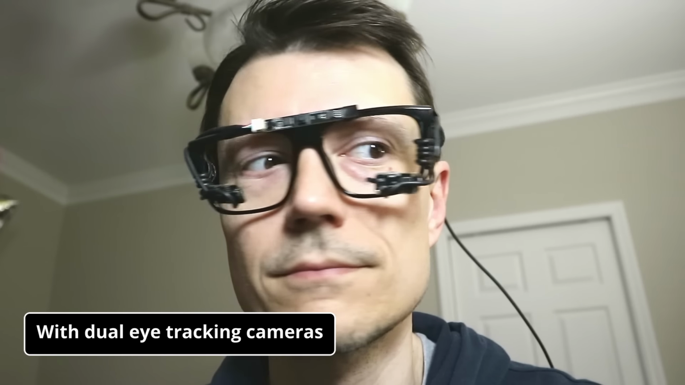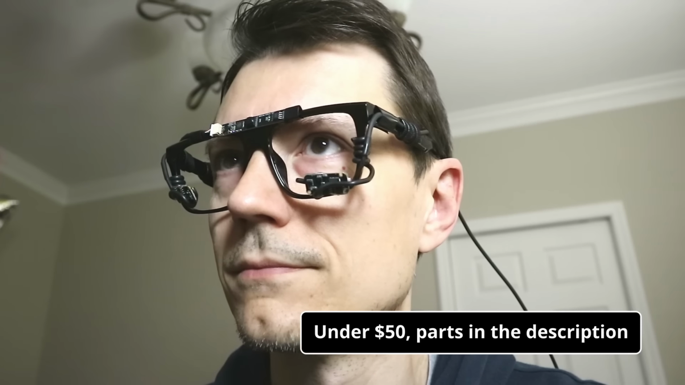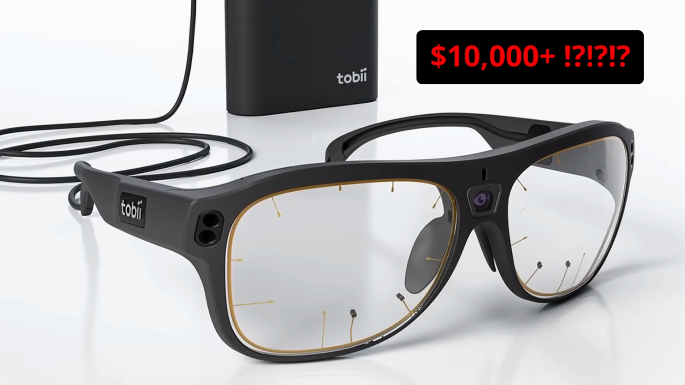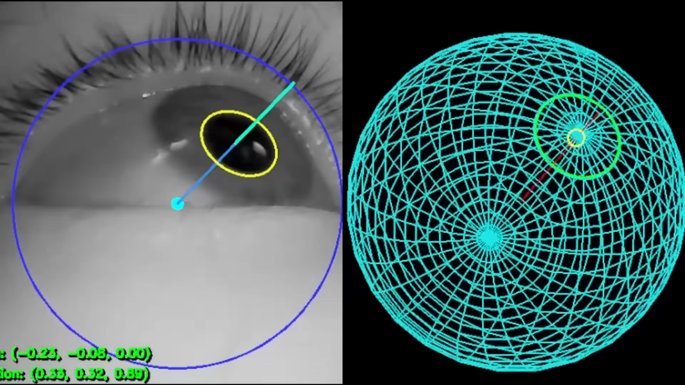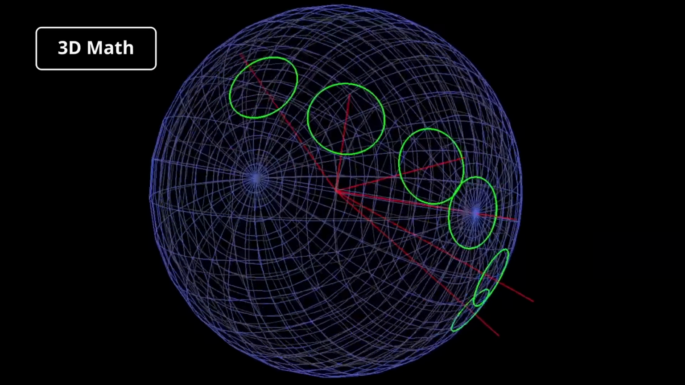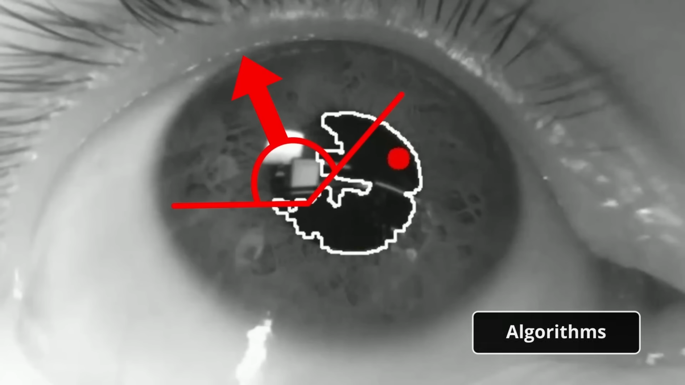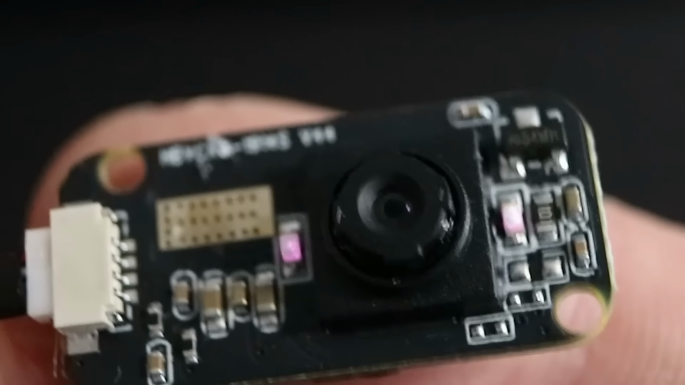This is a DIY eye tracking system that I built for under $50. However, professional grade products can cost upwards of $10,000. Why is eye tracking so expensive and so inaccessible? In this video, I'm going to explain the fundamental math and algorithms behind 3D eye tracking technology so that you can better understand how it works and why companies can charge thousands of dollars.